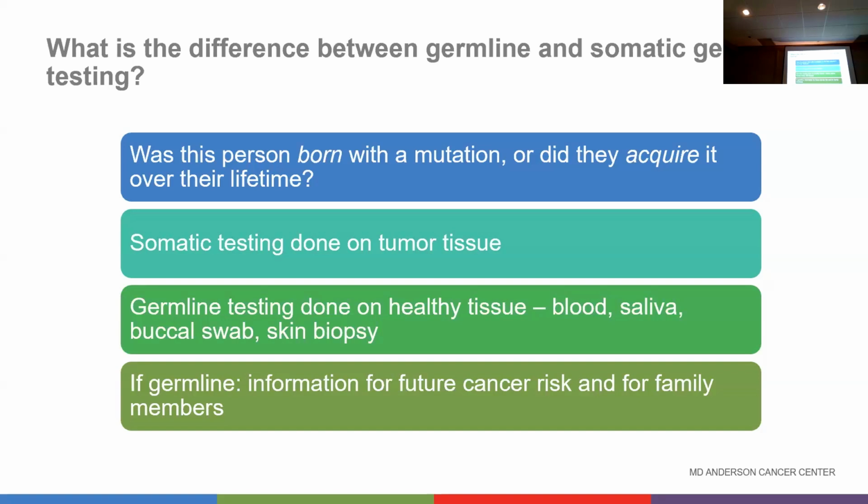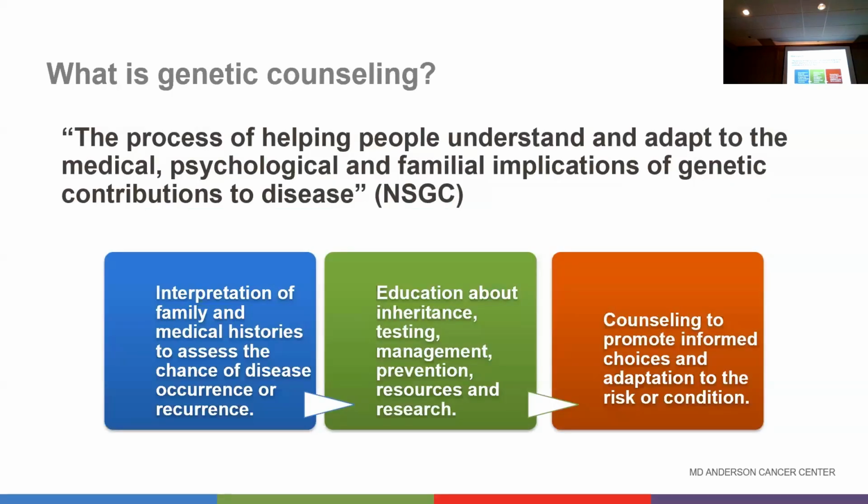If a mutation is found to be germline or hereditary, that gives some really important information about future cancer risk, as well as risk for family members. So some of you may have met with a genetic counselor in the past, but if not, I just wanted to tell you a little bit about what I do in clinic.